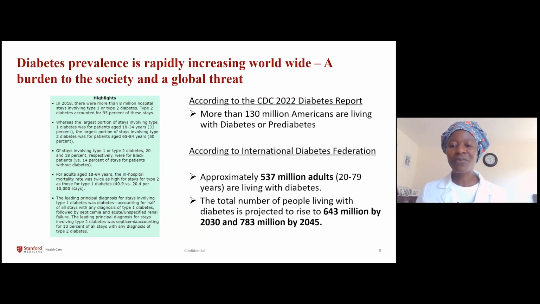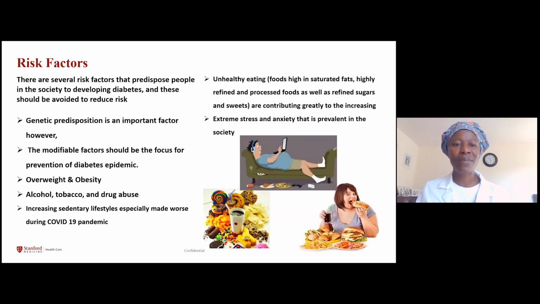The total number of people living with diabetes is projected to rise to 643 million by the year 2030 and 783 million by the year 2045. This is truly an epidemic in the society. So what are some of the risk factors for diabetes?